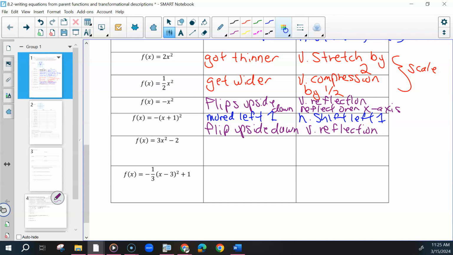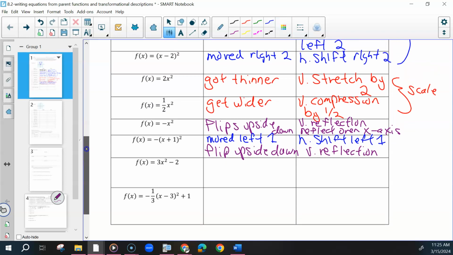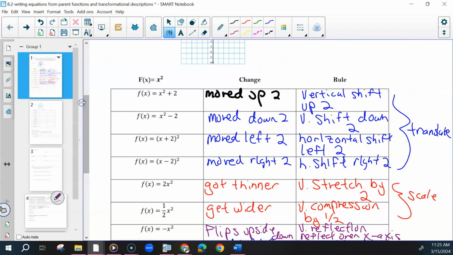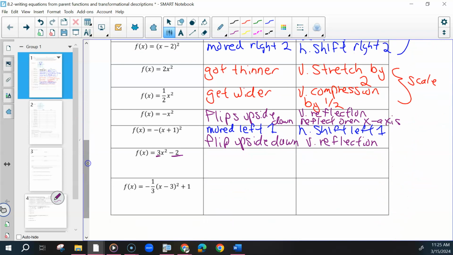Without graphing this one, you can graph it to confirm, or we'll graph it afterwards. What do we think these two things would do, based on the things we have in our table? The 3 would do the same thing that this would. It would get thinner. The 2 on the outside would do the same thing as the second one, moving down 2.